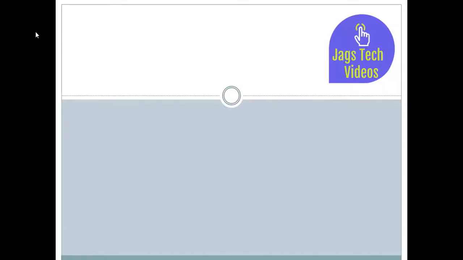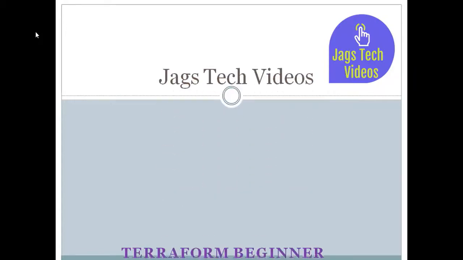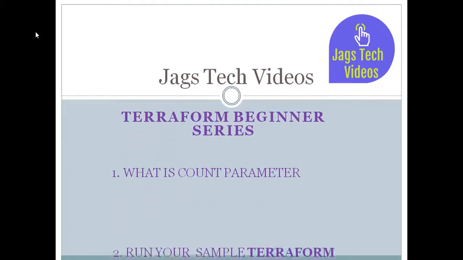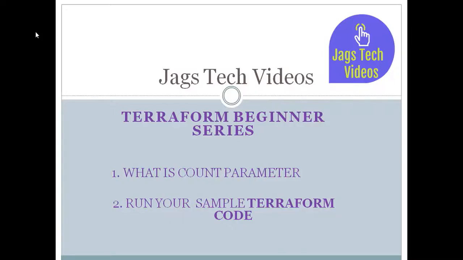Hello friends, today we will see what a count parameter is and how it is used in Terraform. I will also show you sample code for how it is executed when using the count parameter. Generally, the count parameter is used when you want to have some similar kinds of resources.